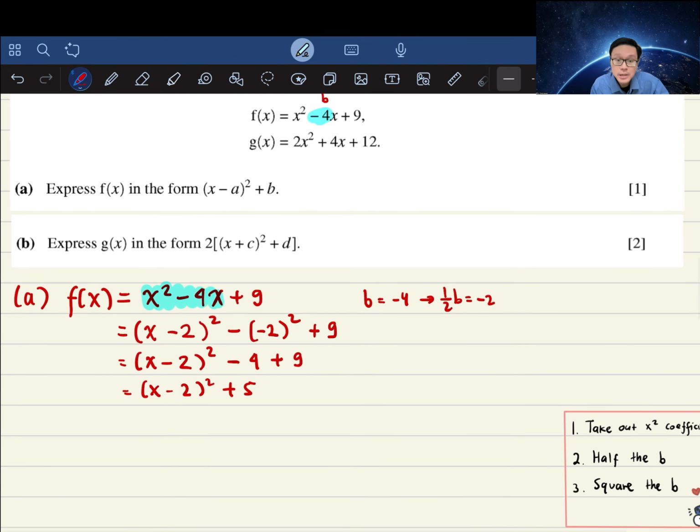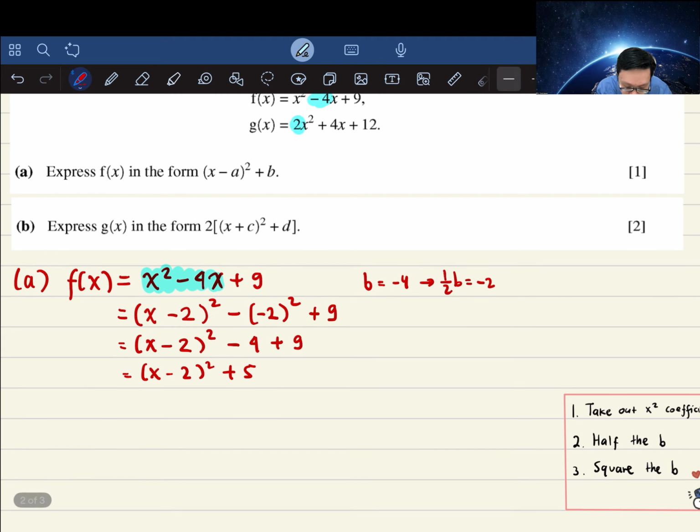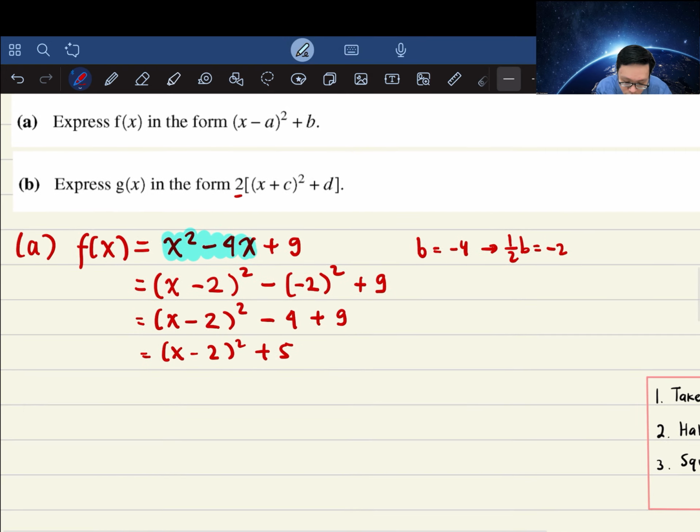Now, the problem will become harder if the coefficient of x squared is not 1, but other numbers, for example, 2. So we need to do the first step, which is to take out the x squared coefficient. Now, we want to express g(x) in the form 2 times (x plus c) squared plus d. Keep in mind that 2 is basically factorized, right? It's taken out from all of these terms.